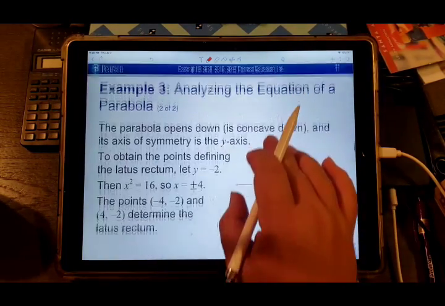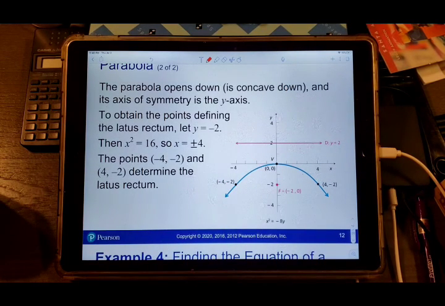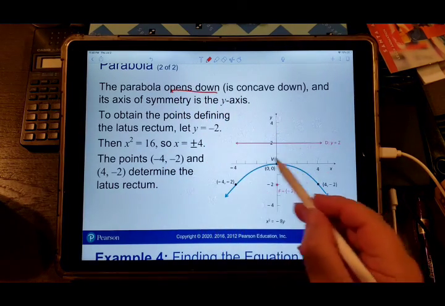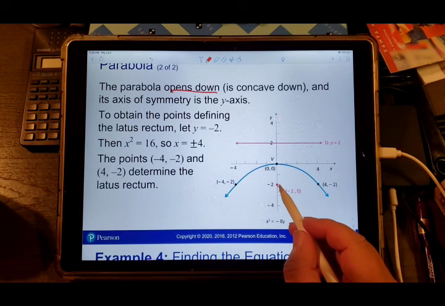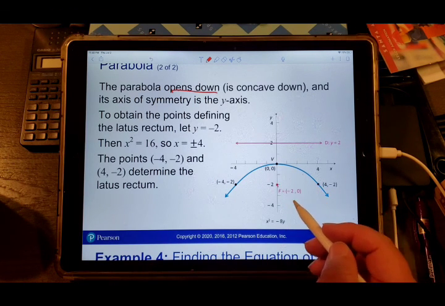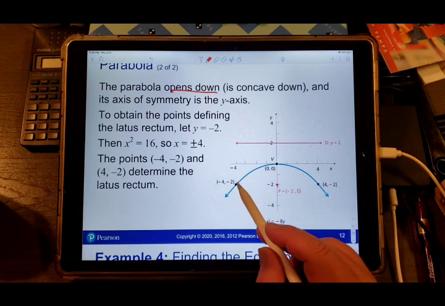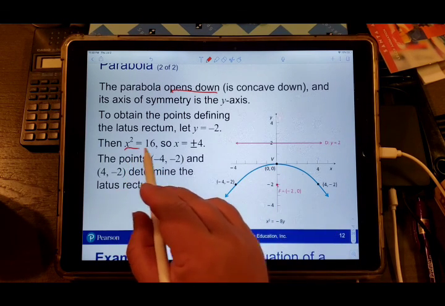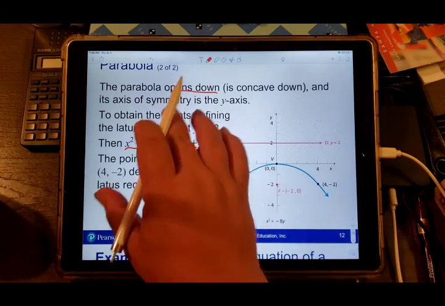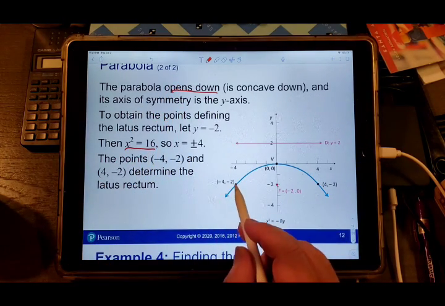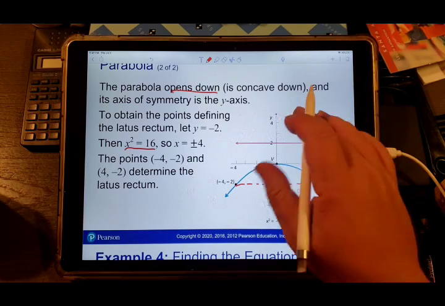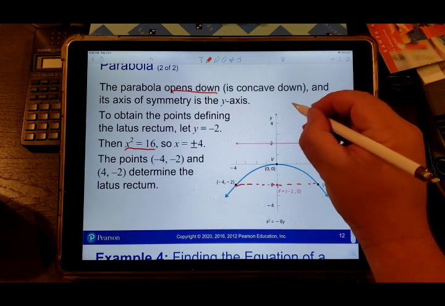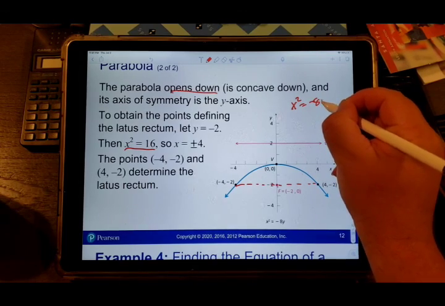And here's where they have the points. We know the graph opens down because of the negative sign and the fact that x was being squared, not y. And now they're going about finding these points. They use a very algebraic way of finding it, but I'm saying, boy, I almost lost the image here. It was x squared equals -8y.